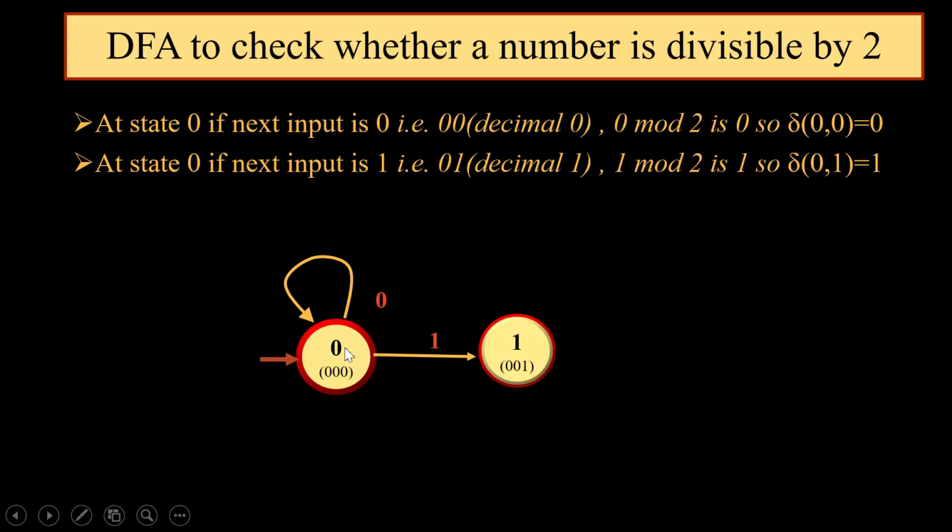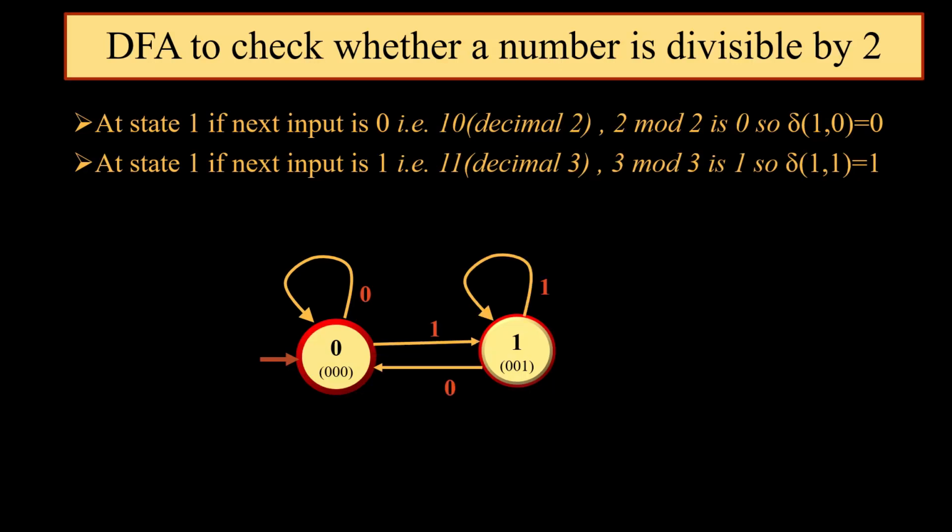If we are at state 0 and the next input is 1, we will have the decimal equivalent of 1. 1 mod 2 is 1. So, transition from 0 on input 1 will take us to state number 1. State number represents the remainder. Now, we are at state 1 and we can have input 0 or 1. If we have input of 0, we will have a decimal equivalent of 2. 2 mod 2 is 0. So, delta transition of state number 1 on 0 will give us 0.